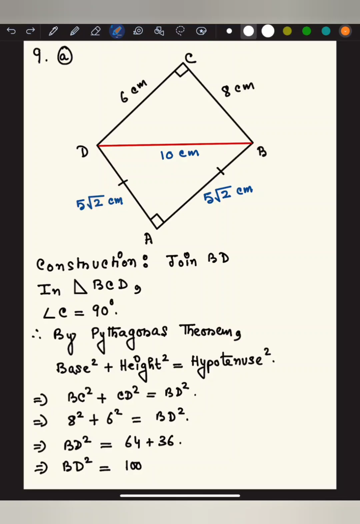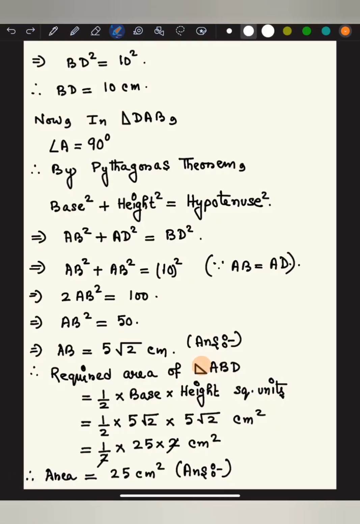Now in order to calculate the area of triangle ABD, we can use the formula half into base into height. If we are considering AB as base, then AD will be the height, since BD is the hypotenuse, right? So area of triangle ABD will be equal to half into base into height square units, which is equal to half into 5 root 2 into 5 root 2. 5 into 5 is 25, root 2 into root 2 is 2. So this half and this 2 get cancelled out and we get area as 25 centimeter square. Got it?